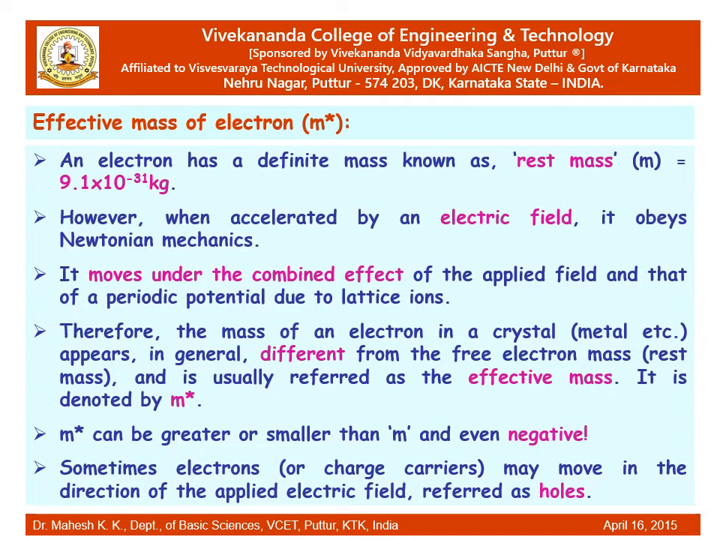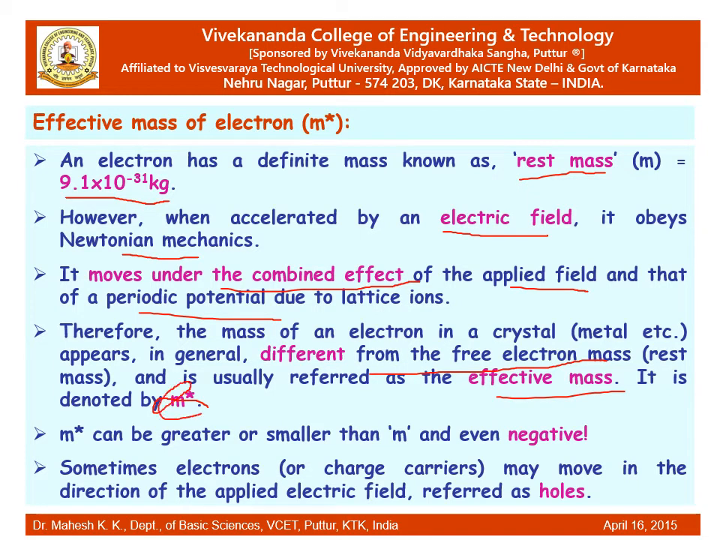Let us look into the next concept, that is effective mass of electron, which is represented as M star. An electron has a definite mass, which we call the rest mass, and all of us know that it is 9.1 into 10 to the power minus 31 kilograms. However, when accelerated by an electric field, it obeys Newtonian mechanics. Okay, it moves under the combined effect of the applied field and that of the periodic potential due to lattice ions. Therefore, the mass of an electron in a crystal appears in general different from the free electron mass or the rest mass. Okay, and it is usually referred to as effective mass and represented as M star.